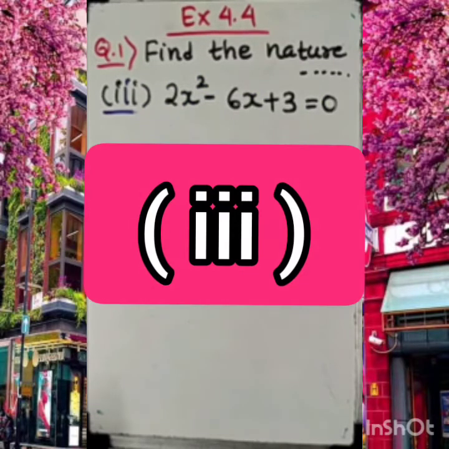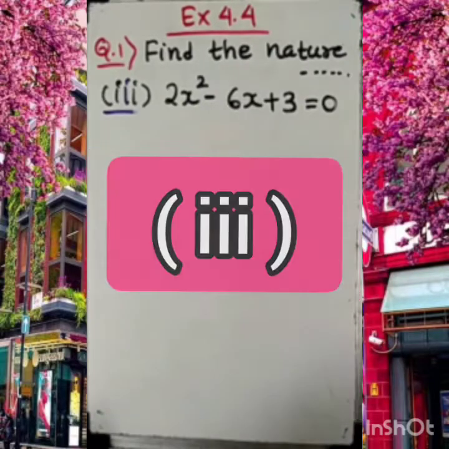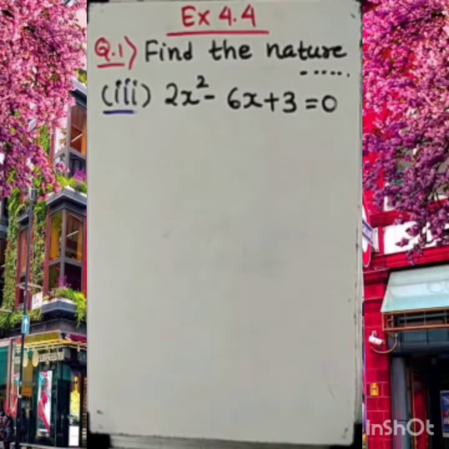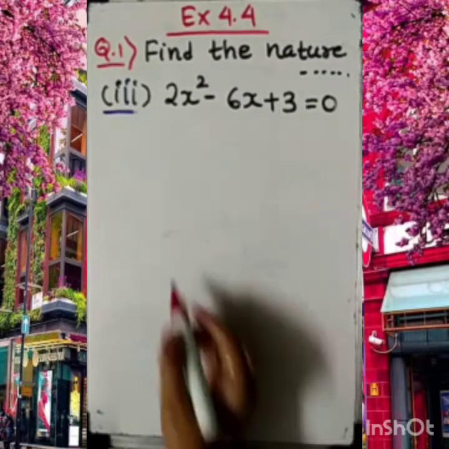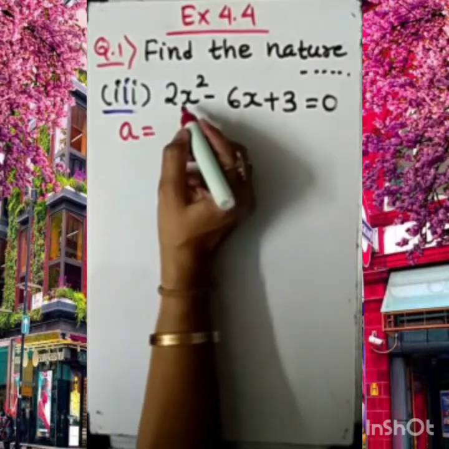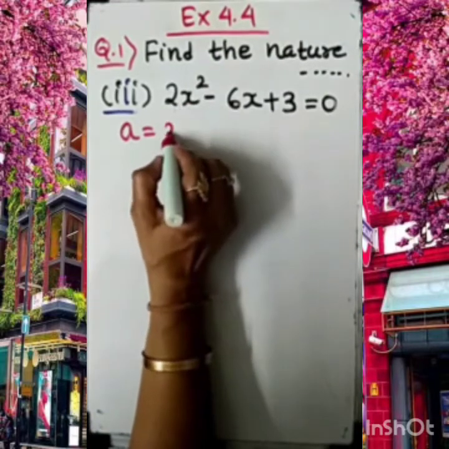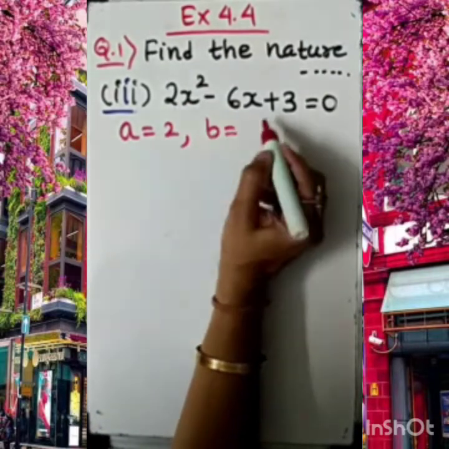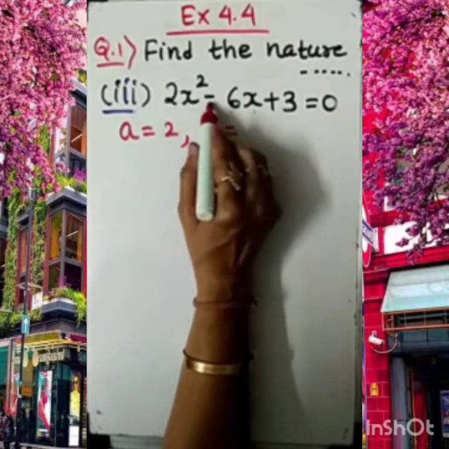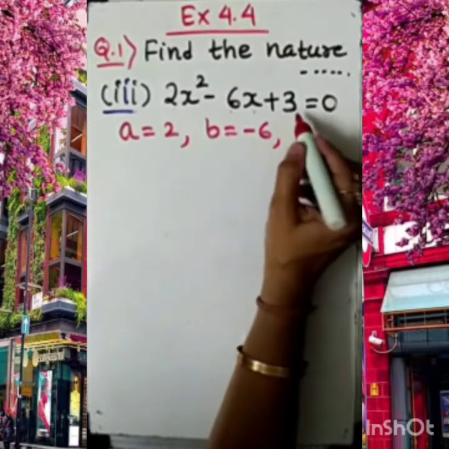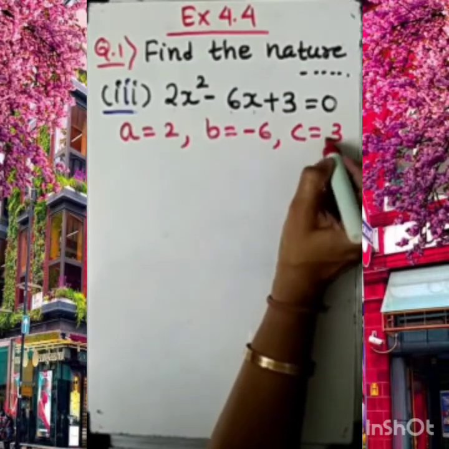Third equation is on your screen. 2x square minus 6x plus 3 equal to 0. Dear student, it's compulsory to mention here the value of a, that is the coefficient of x square, which is 2. Here the value of b, coefficient of x, along with the sign, is minus 6, and of course c is the constant term, that is 3.